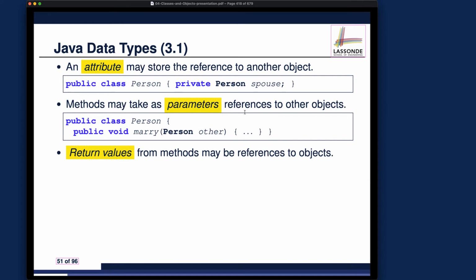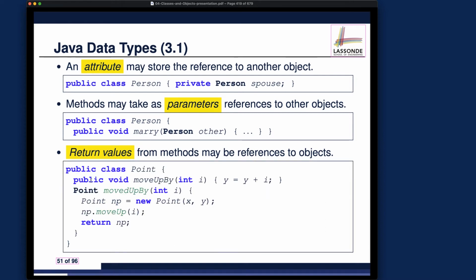And return values from methods may be references to objects. Let's see this. This is something I would like to illustrate in a little bit more detail. You can see, let's say in the Point class, let's assume that we've got x and y coordinate attributes as we saw before. And then also we've got this moveUpBy this many units. That's also something we saw previously, right? And this is a new method I would like to illustrate to you.